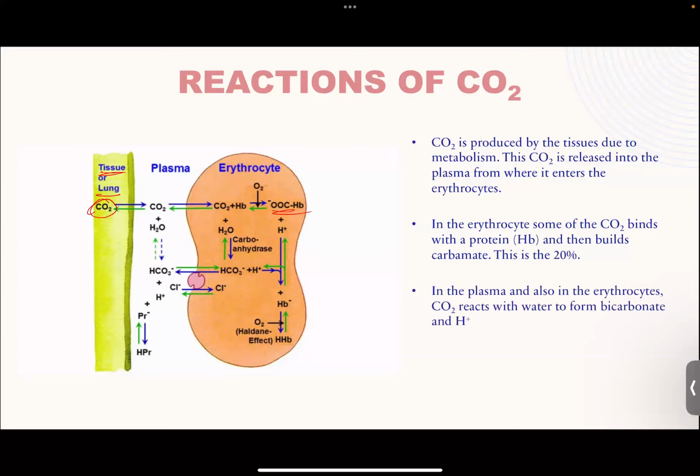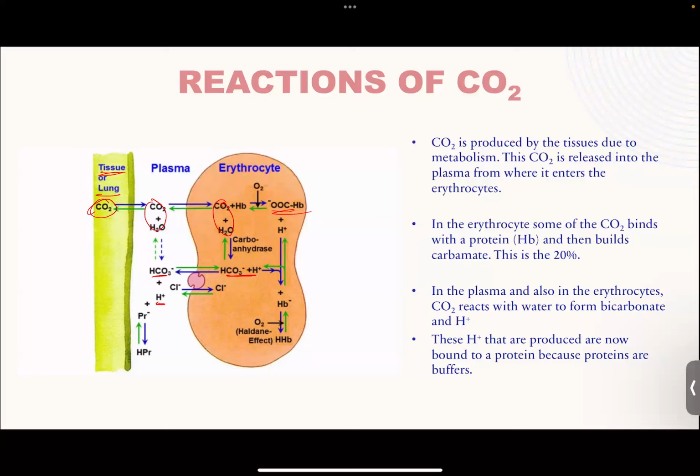In the plasma and also in the erythrocytes, so this is happening in both places, we're going to have CO2 reacting with water to form bicarbonate and H+ ions. So that would be here and here. These H+ ions that are produced along with bicarbonate need to be bound to a protein. Why? Because we don't want an increase in H+, right? What does an increase in H+ do? It decreases your pH. It causes acidosis. So we're going to have to buffer this H+.